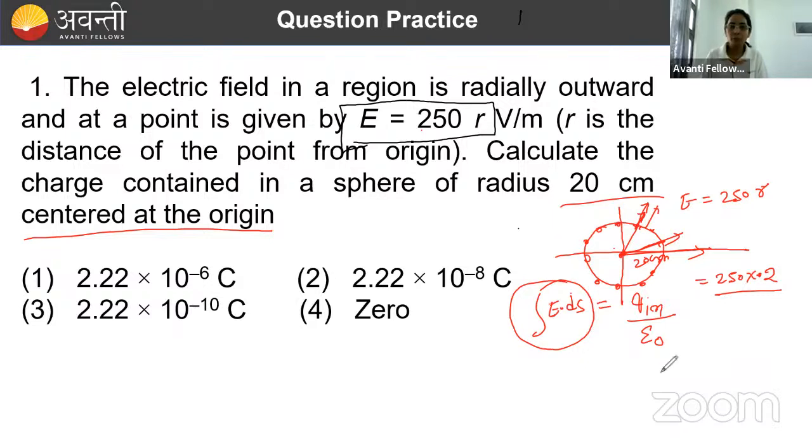So what you are going to write, the question is very simple. 4 pi r square, I wrote the area. Area into electric field, 250 into 0.2, will be equal to how much? q enclosed by epsilon naught. So from here you can calculate q enclosed by epsilon naught. Done. So these are the things. The correct answer will be 3 actually.